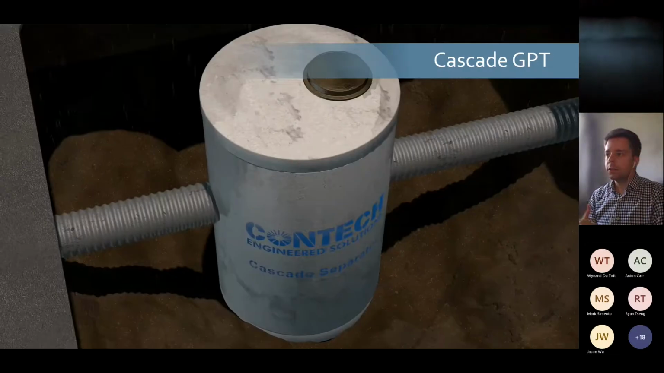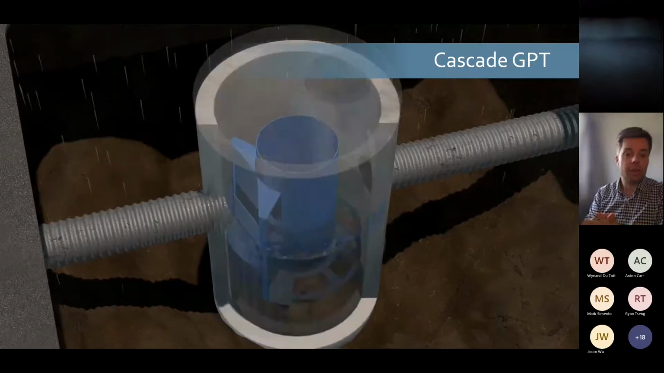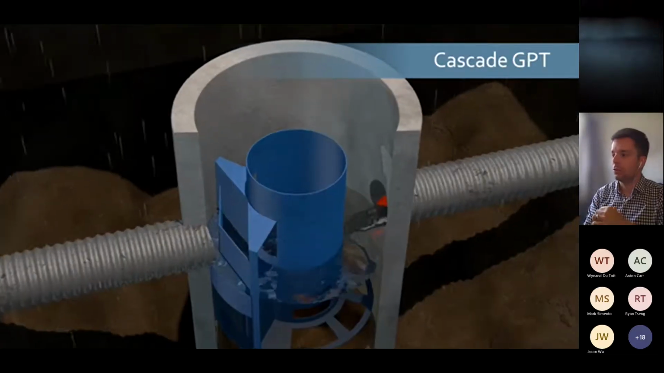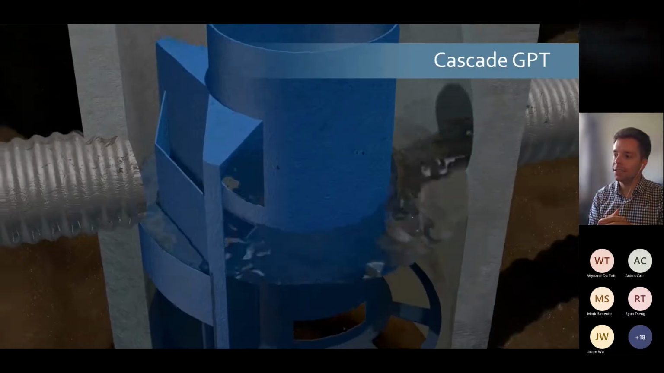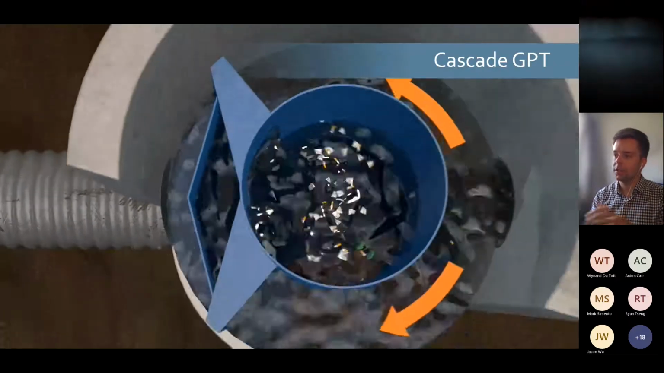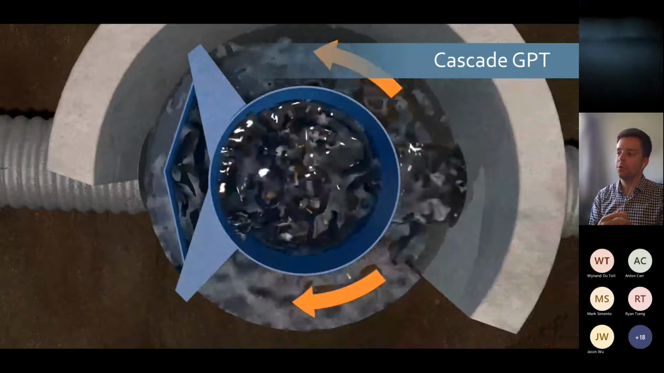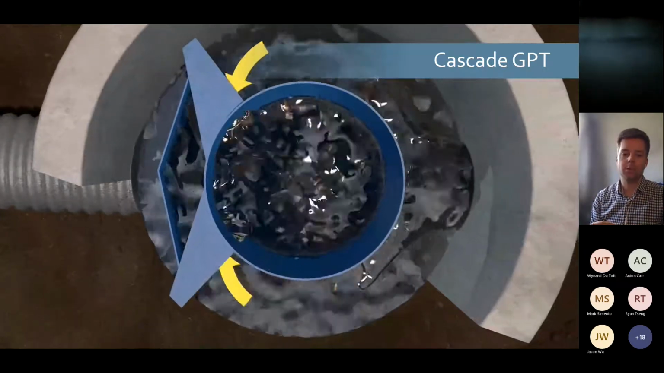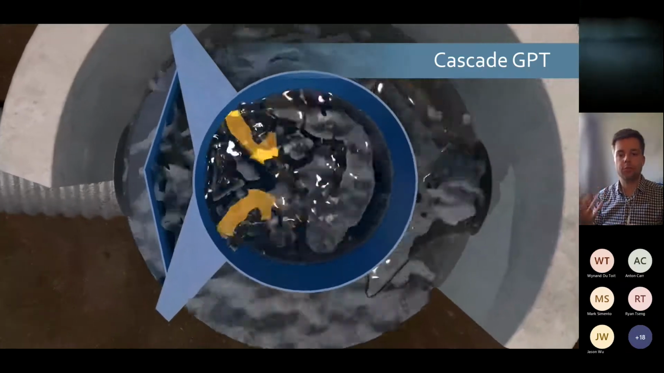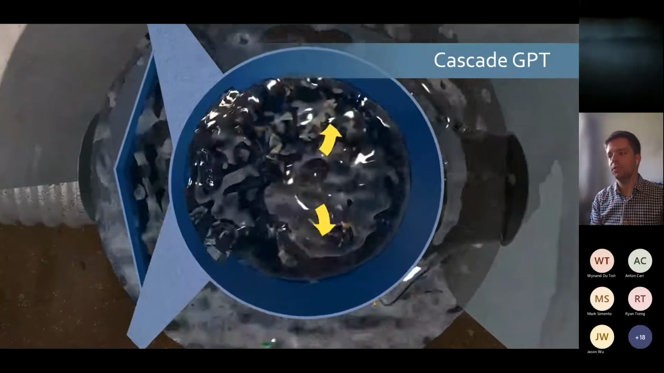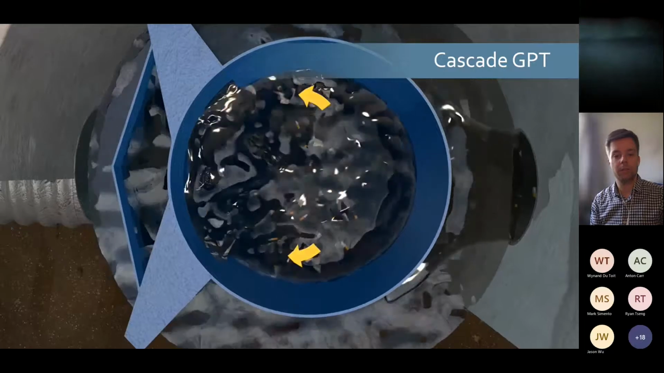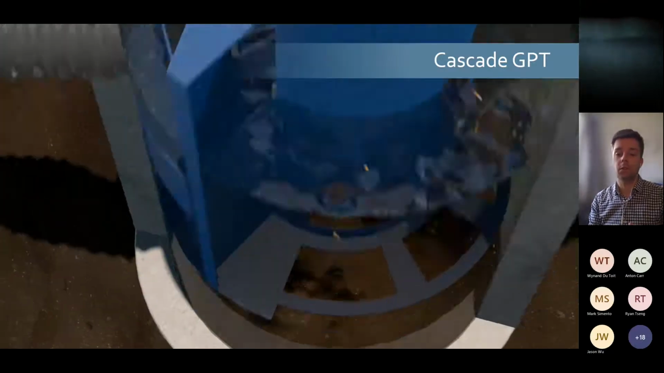So looking at the Cascade, it uses hydrodynamic separation to achieve 50% TSS removal. Water flows in from one or more inlets and is directed around the central chamber through two flumes, and then you have two opposing vortices in the central treatment chamber. These two vortices use hydrodynamic separation to settle out fine particles, and floatables get captured on the top.